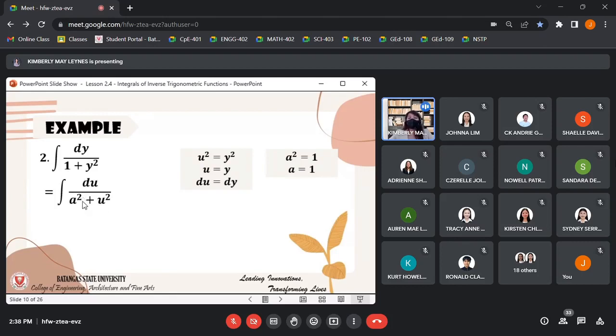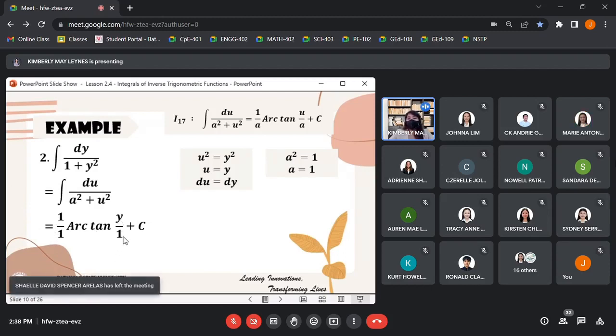Integral ni du over a squared plus u squared ay formula number 17 equals so 1 over a arctangent ni u over a plus c. So, magkakaroon tayo ng 1 over, ang a natin ay 1, arctangent ng u which is y over a natin ay 1 plus c. So, ito ngayon yung ating answer, pero hindi pa siya naka-simplified form. So, simplify muna natin. 1 divided by 1 ay 1, y divided by 1 ay y. So, we will have arctangent of y plus c.